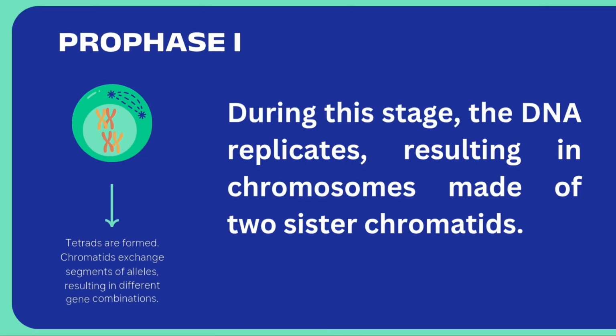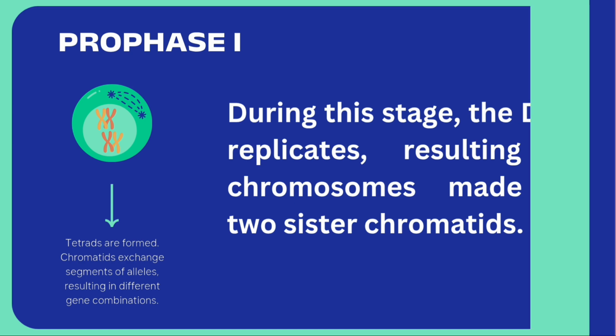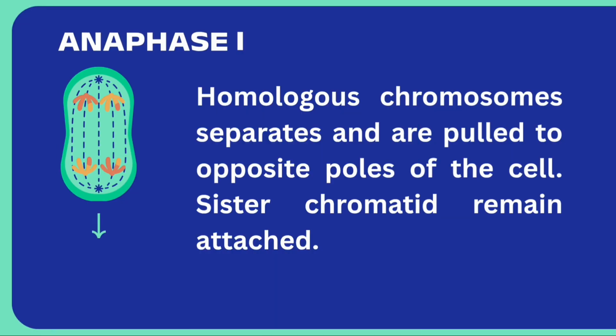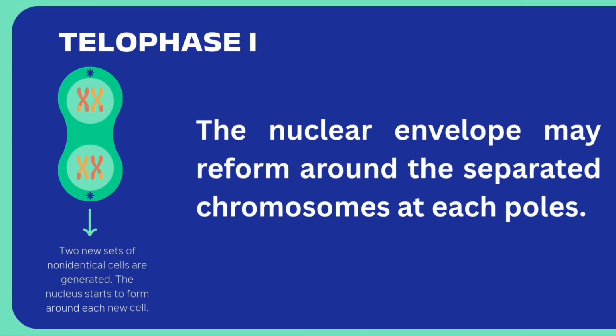The first one is prophase 1. During this stage, the DNA replicates, resulting in chromosomes made of 2 sister chromatids. The second phase is metaphase 1. Homologous chromosome pairs are aligned along the center of the cell. The third one is anaphase 1. Homologous chromosomes separate and are pulled to opposite poles of the cell. Sister chromatids remain attached. And the fourth phase is telophase 1. The nuclear envelope may reform around the separate chromosomes at each pole.